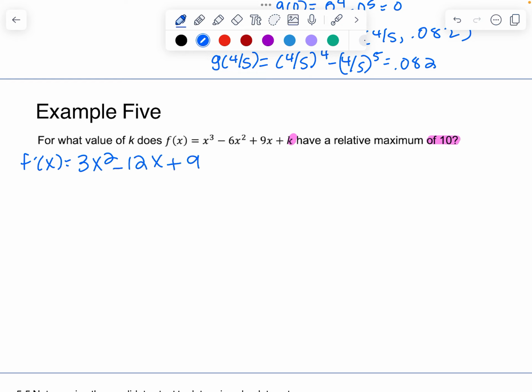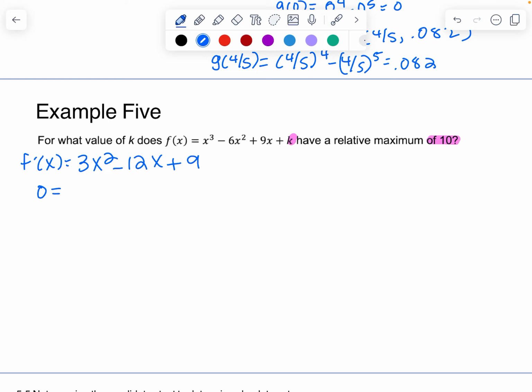Okay, so the k actually disappears here. So you might be like, what is happening here? But it'll work out. First I just want to figure out where the relative maximum even occurs. So I'm going to find the critical points, and I'm going to use that to find the relative maximum.